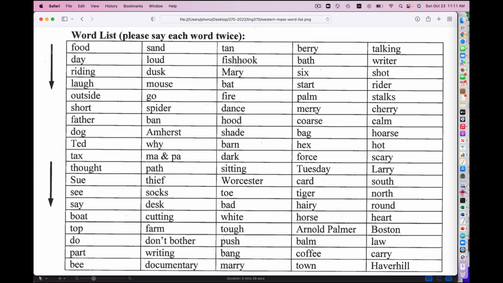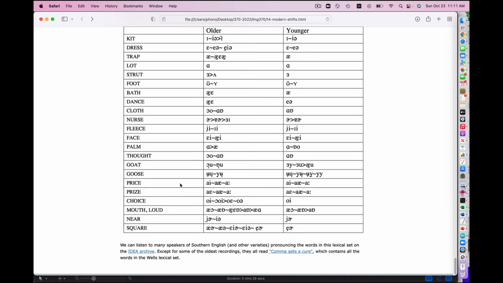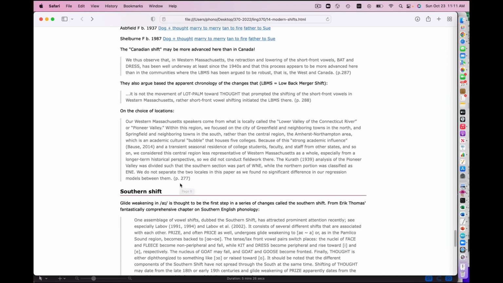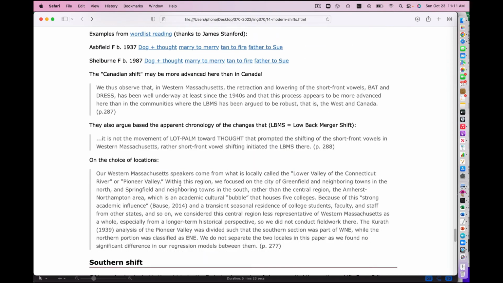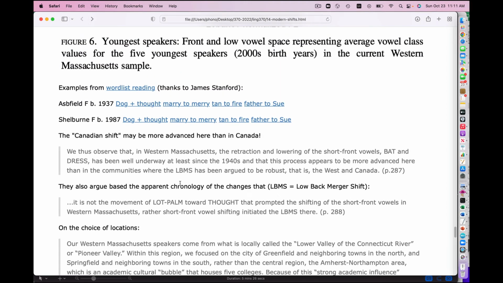To my ears, it sounds like the older speaker here that we're going to be listening to doesn't have the distinction between these. The distinction that the older speaker does have, though, and I have to fix this a little bit. Okay, so here's the older speaker saying dog and thought.